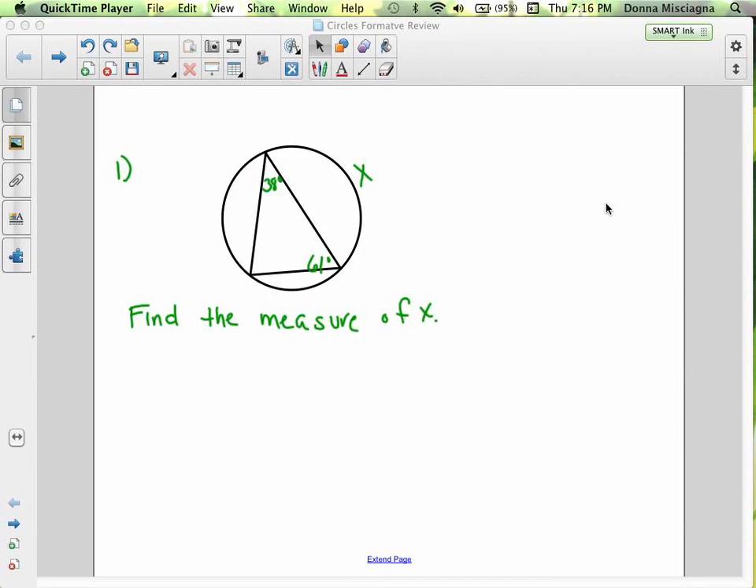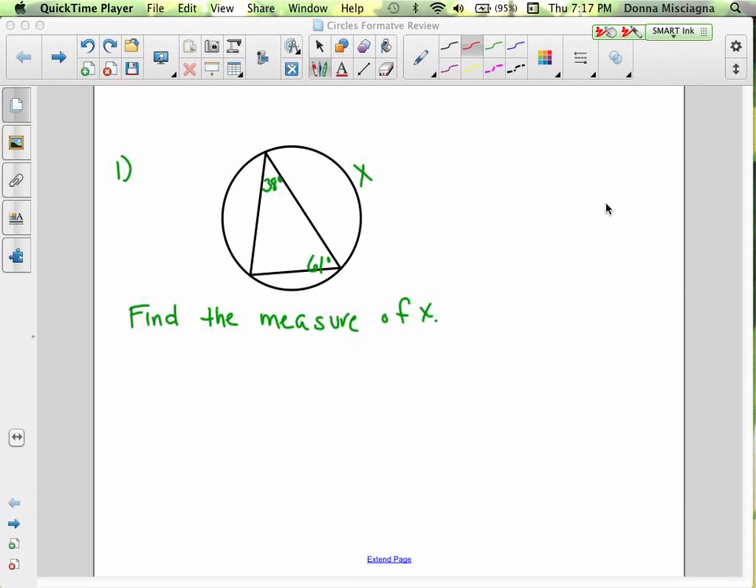So we're going to be solving 5 problems on this review that are very similar to the problems you'll see on the formative. We'll be looking at inscribed angles. We'll be looking at angles formed by tangents. We'll be looking at angles inside the circle and angles outside the circle. Here's our first problem. We want to find the measure of x.